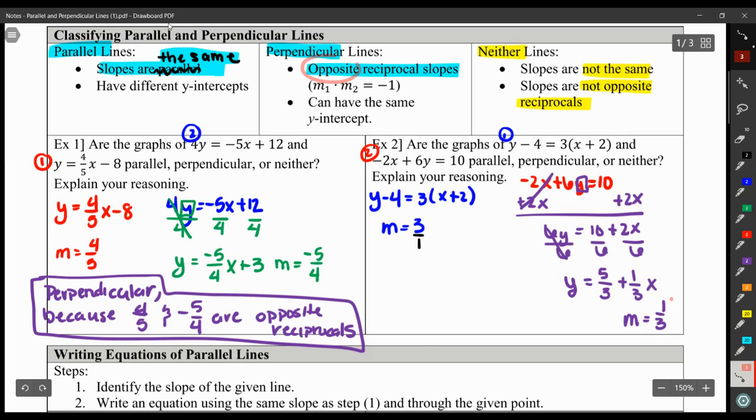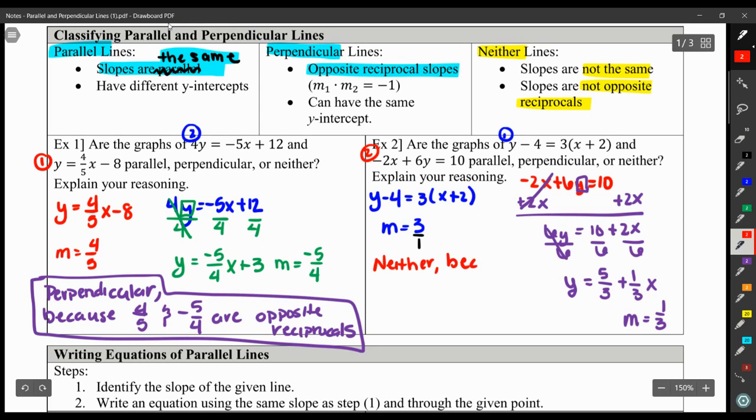And if I flip over 3 over 1, you end up with a third. However, we're missing this piece here. The opposite piece means that their signs are different from each other. So this was a positive, and this is also positive. So yes, these are reciprocals, but they're not opposite reciprocals. So these are not perpendicular either. So this is one of those cases where these lines are neither parallel nor perpendicular.